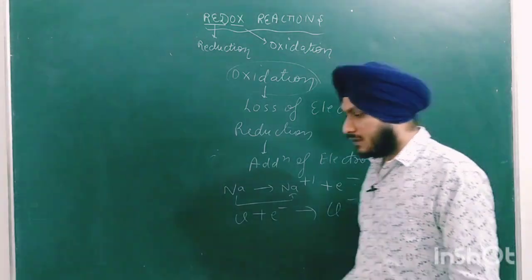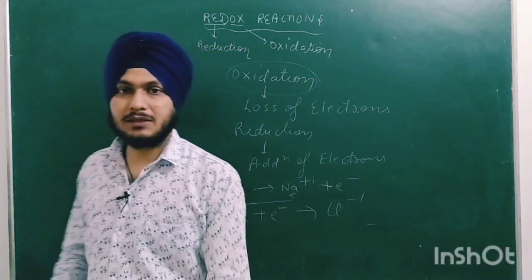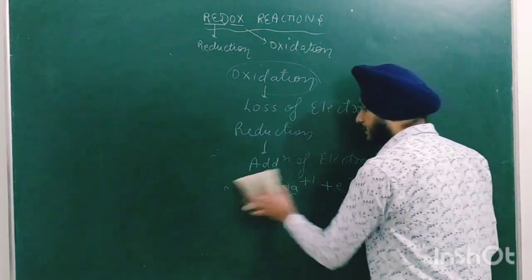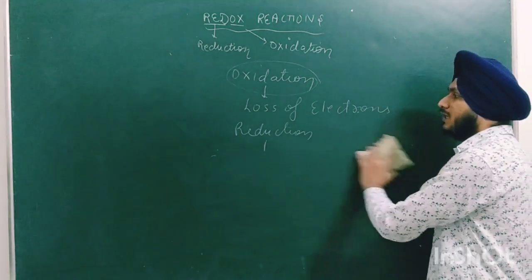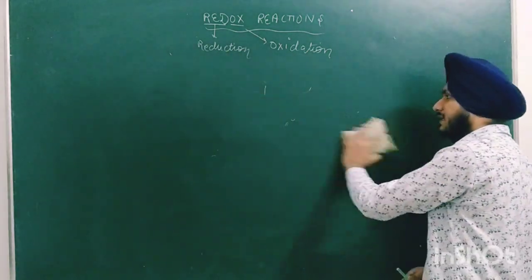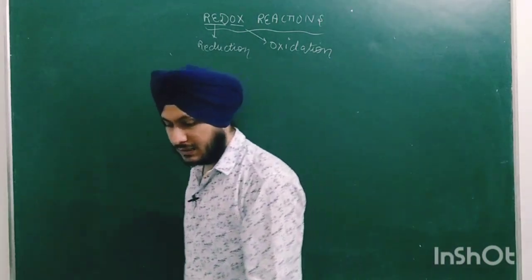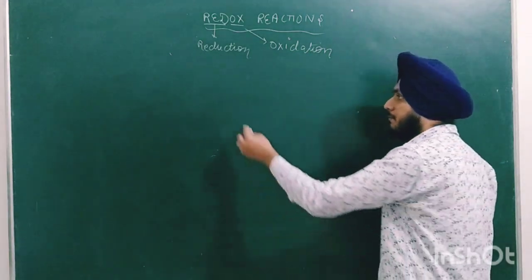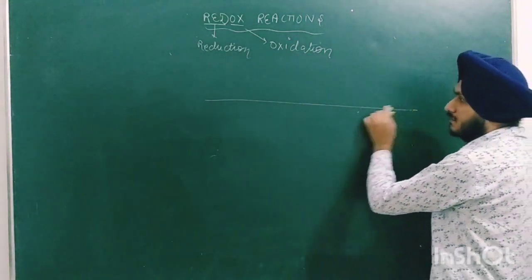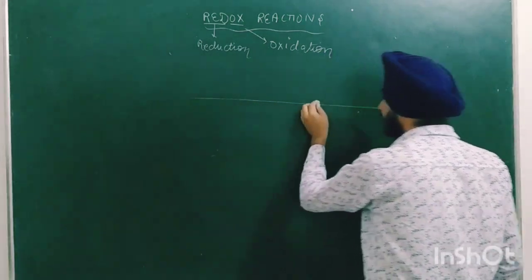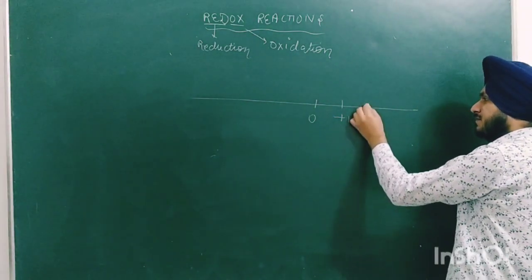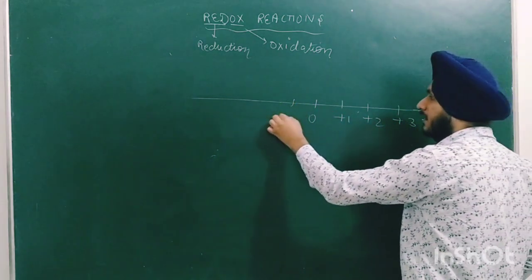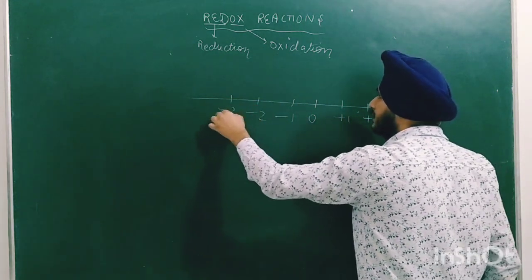Now I am telling you a trick to check whether reduction is taking place or oxidation is taking place. Firstly you must know how to calculate the oxidation number, which we'll discuss in the next class. Then you can easily check whether oxidation or reduction takes place with the help of the number line. So this is the number line, and here we have 0, plus 1, plus 2, plus 3, plus 4, and so on. Similarly, here we have minus 1, minus 2, minus 3, and minus 4.